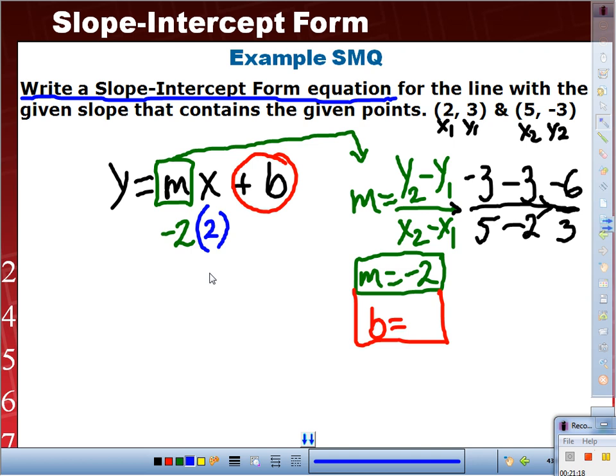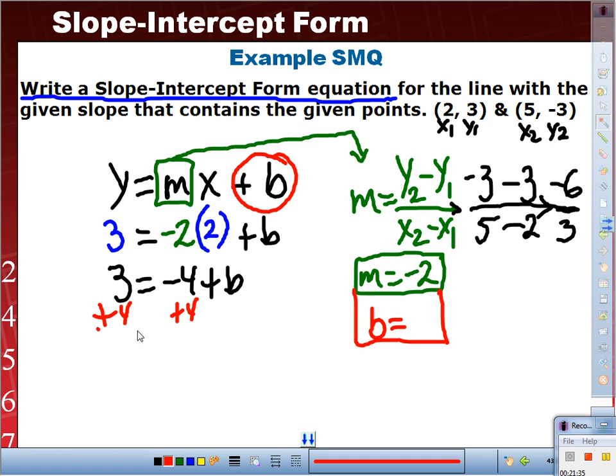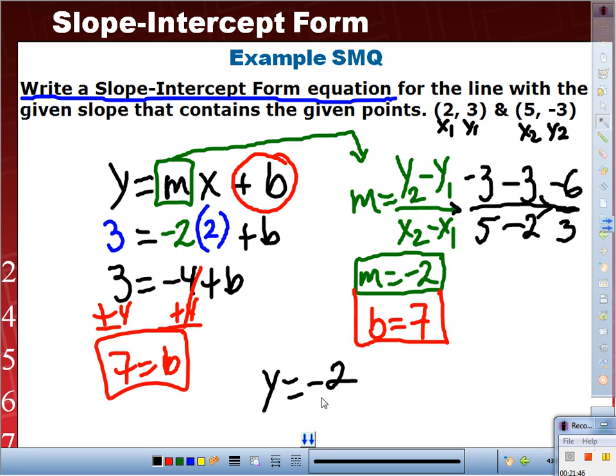2. And instead of y, what do I write? 3. I bring everything else down. I get 3 equals negative 4 plus b. From there, plus 4 plus 4. 7 equals b. So do I have enough information now to write my equation? Y equals negative 2 over 1 x plus 7. Copy that, please.